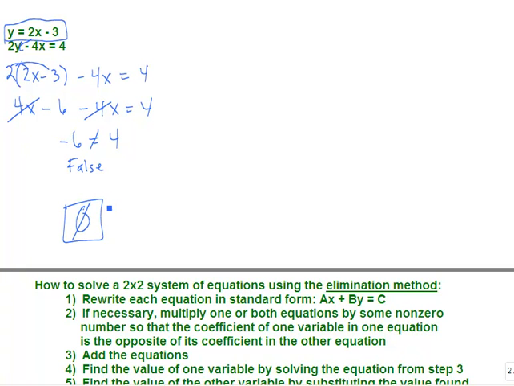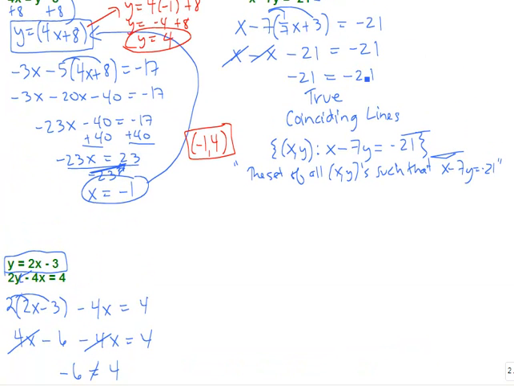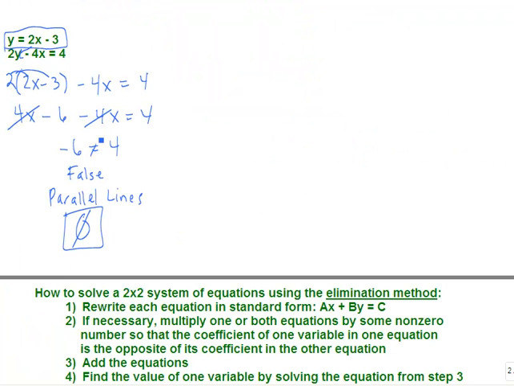And if you want to visualize what this is, these would be parallel lines. These 2 equations, if you were to graph them, look like the same exact line, but they have a different y-intercept. So they're parallel and they would never intersect. So a true statement, like in our earlier example, would give you coinciding lines, and your answer is going to be the equation of the line. A false statement, like our last example, is parallel lines, and your answer is going to be no solution.